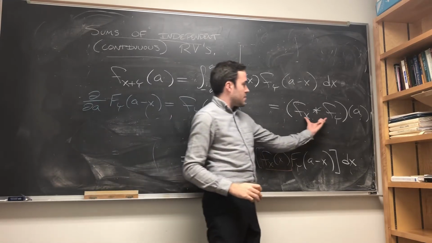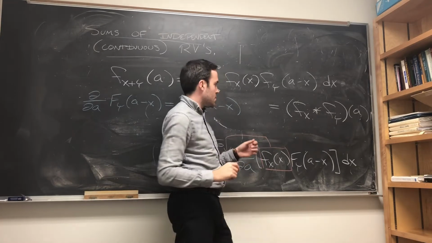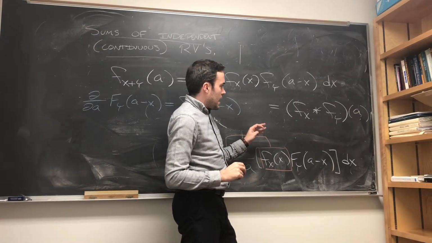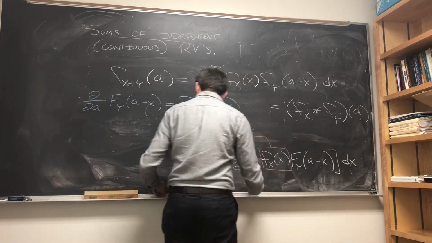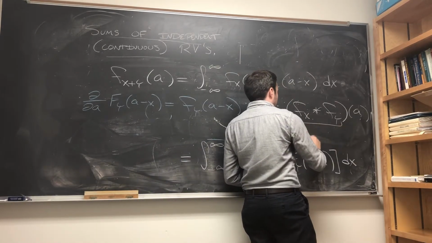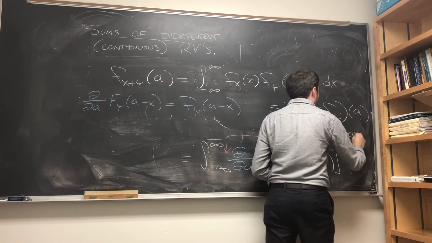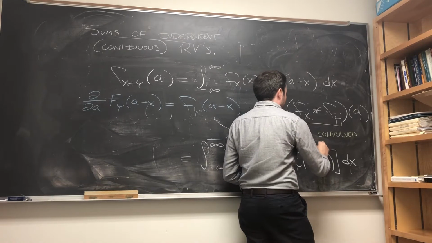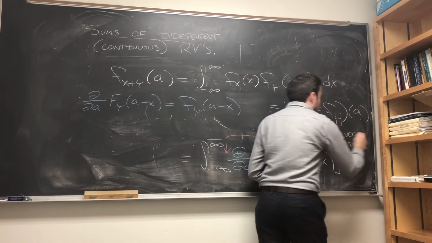All right, and this is a symmetric notion. It doesn't matter which order you do it in. That's an exercise in the book. And we would read this as fx convolved with fy evaluated at a.